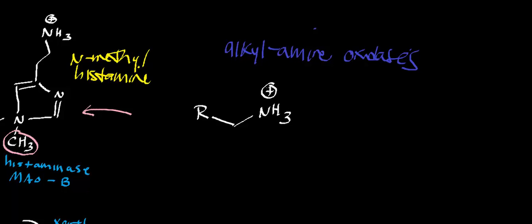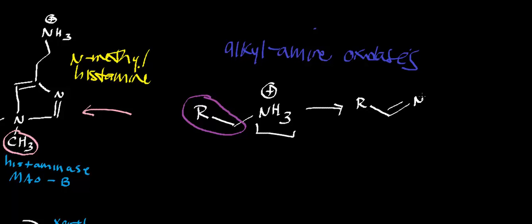Okay? And the reason they call it alkylamine is because, of course, there's an amine right here, and then on the other side of it, there's an alkyl chain of some sort. Okay? So the enzymes that oxidize these are alkylamine oxidases. And through the mechanism of these enzymes, what tends to happen is they'll form a Schiff base. Okay? So what'll happen is you'll end up getting something like this.